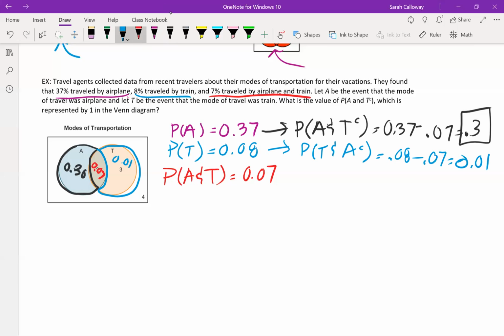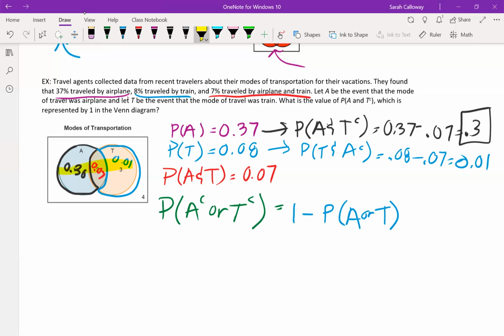And then finally, if I think about the rest of this space, the probability that they didn't ride a plane and they didn't take a train is going to be 1 minus the probability that they rode in an airplane or a train. Remember that the probability they rode in an airplane or a train is that whole sum of those values. So that's going to be 1 minus, so 0.3 plus 0.07 plus 0.01 is 0.38 if I add those together. That means the rest of the sample space is 0.62. So down here, 0.62.